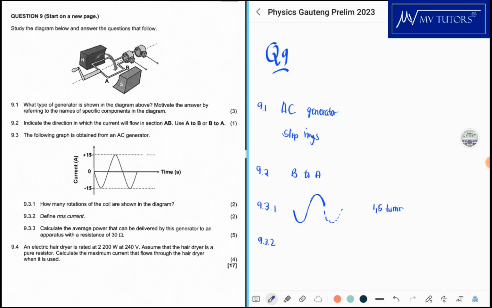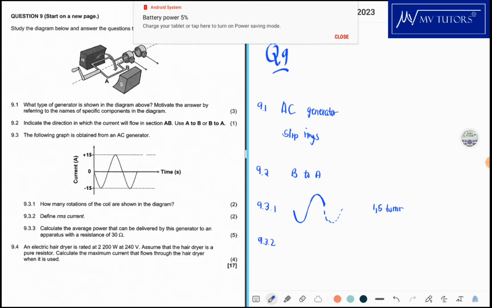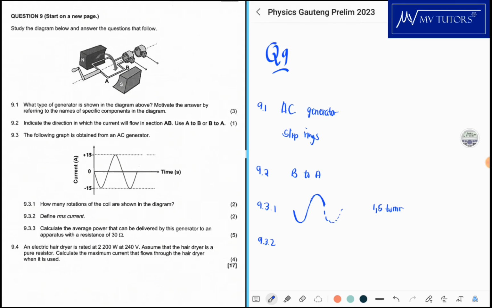9.3.2, define RMS current. All right, so the RMS current is the alternating current which dissipates the same amount of energy as an equivalent direct current. I repeat, the RMS current is the alternating current which dissipates the same amount of energy as an equivalent direct current.